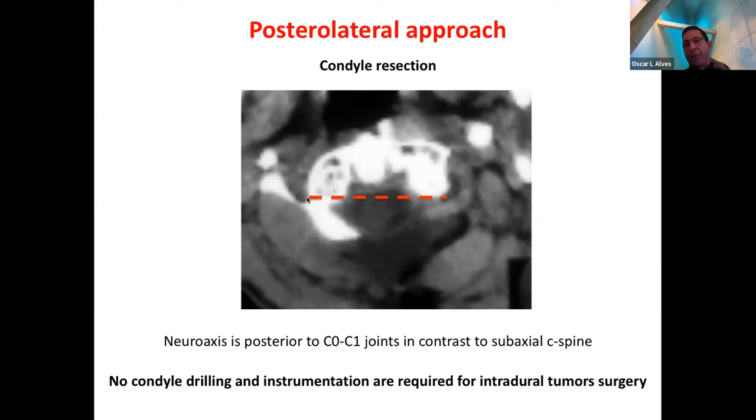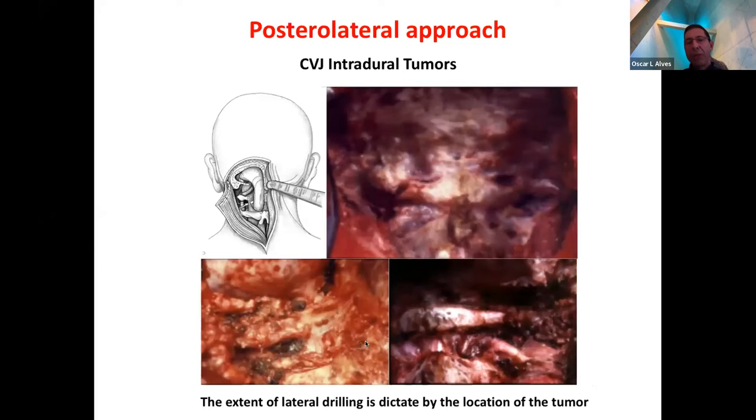If you draw a line on the posterior border of the C0, C1 joint, the neural axis is all posterior to the C0, C1 joint, which is not the case in the subaxial C-spine, where the joints are a lot posterior to the neural axis. So no contrived drilling or instrumentation is required for most intradural tumor surgery. The extent of drilling, of course, is dictated by the location of the tumor. If you have a more posteriorly located tumor, you don't need to do a lot of lateral drilling.